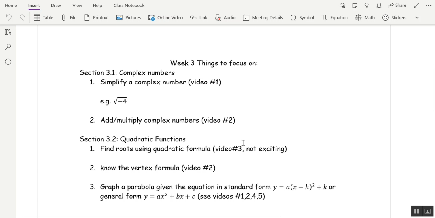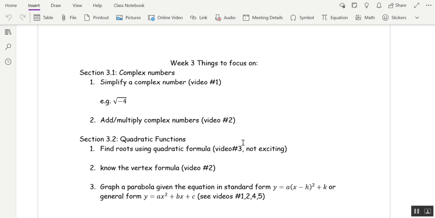This week is all about polynomials. So the first section is complex numbers. We really just want to go over the minimum, the things you need to know in order to work with quadratic functions and find the roots of quadratic functions in the event that they are complex.